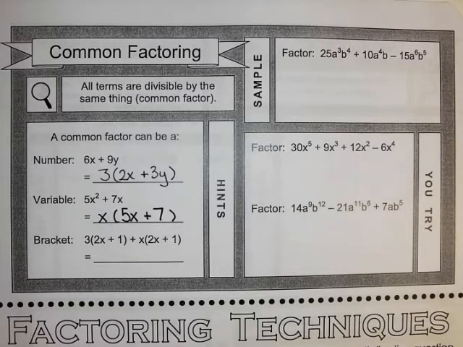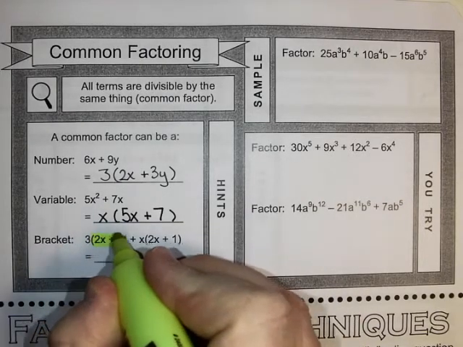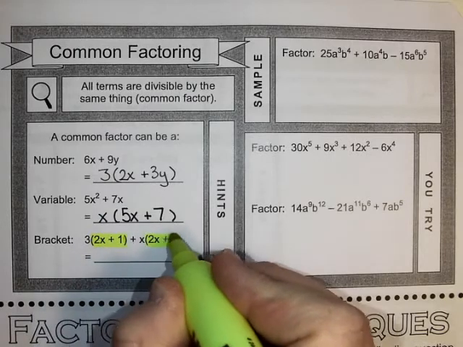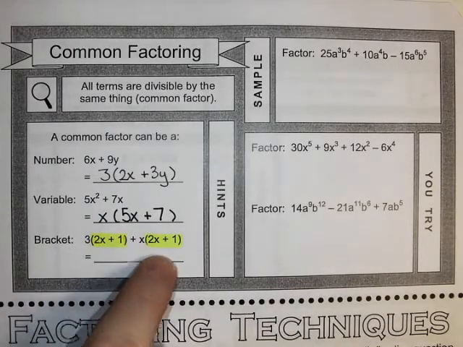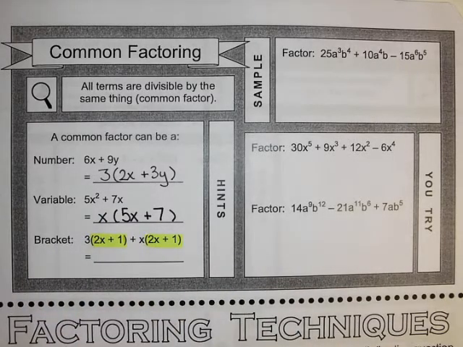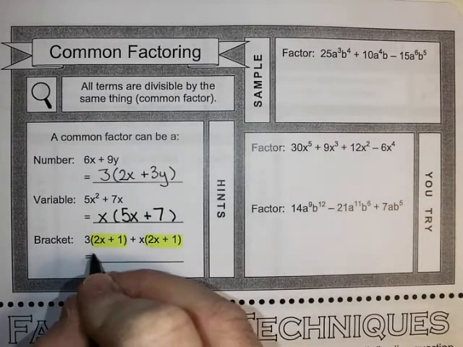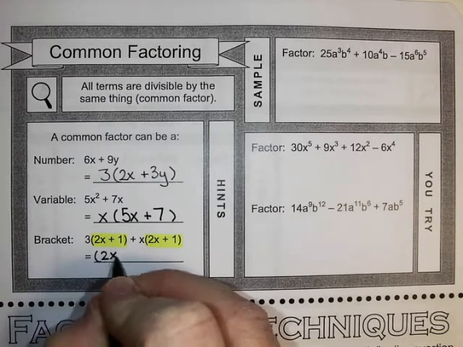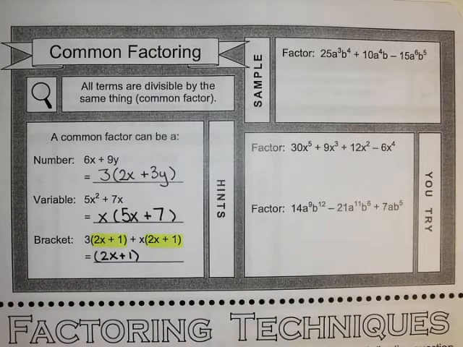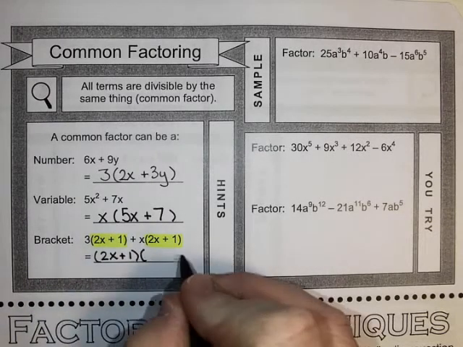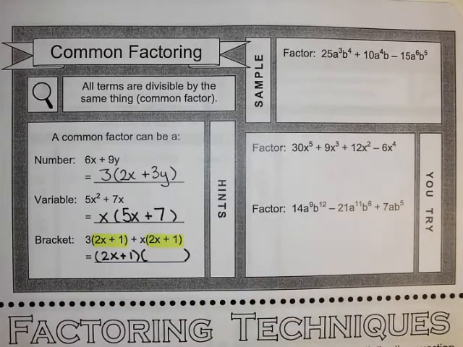All right, the third type is a bracket. When things have brackets in common, that can be our common factor. If I take a look at this one, I notice both groupings here have a 2x plus 1. So their common factor is 2x plus 1. I'm going to start my multiplication question by multiplying (2x plus 1) by something.